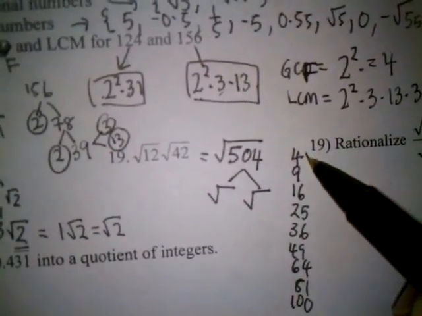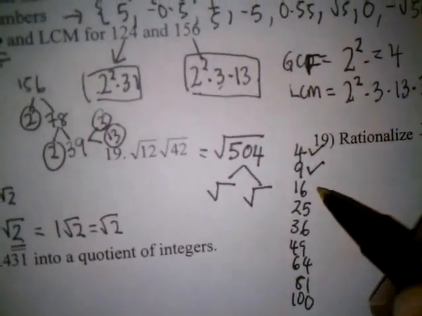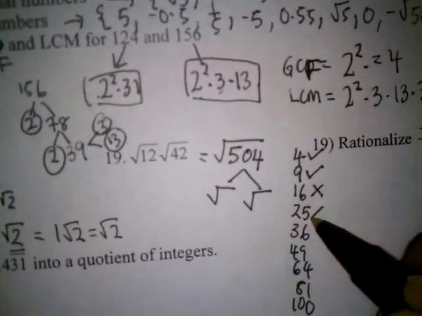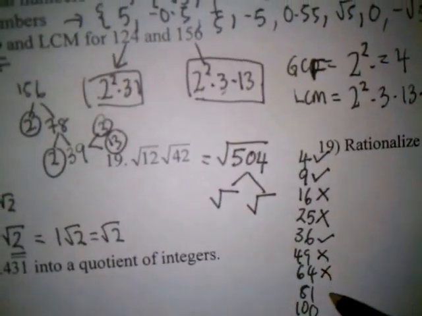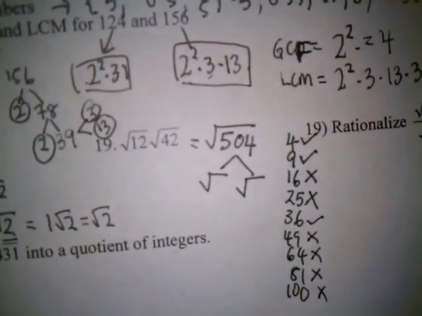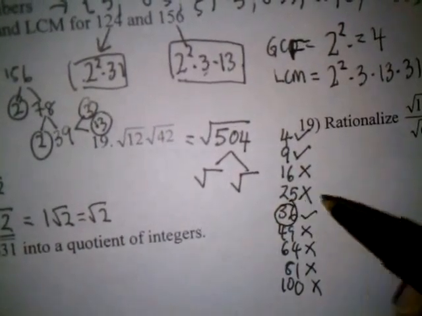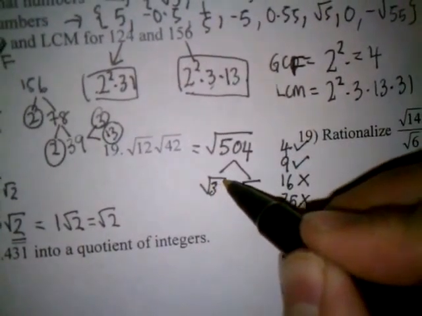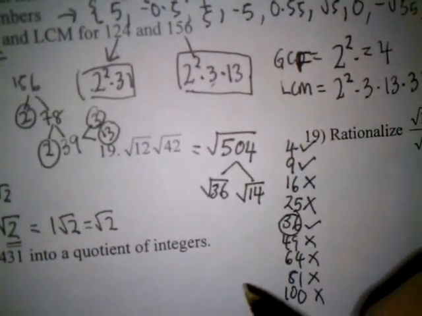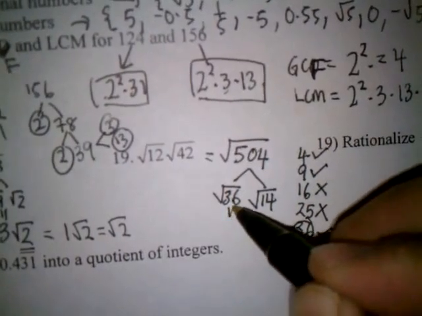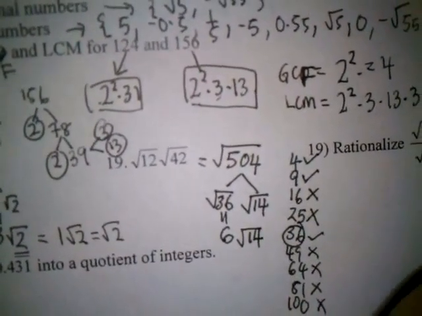504 can divide by 4. 504 can divide by 9 using your calculator. It won't divide 16 and 25 evenly. It divides 36, and it won't divide the rest of them evenly. So we pick the highest number that we can divide evenly, which is 36. If you divide 504 by 36, you will get 14. And 36 is a perfect square of 6. So your answer in this case will be 6 square root of 14.